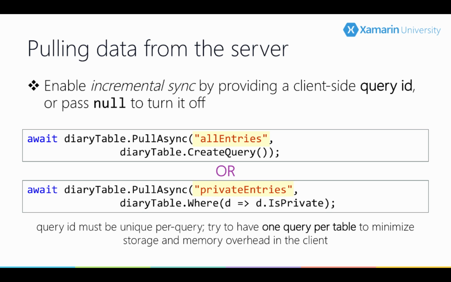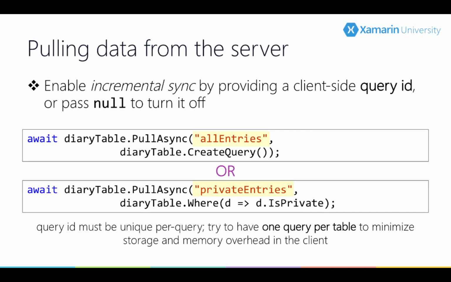The first parameter to the pull operation is a query ID that's used to identify the query on the client. As mentioned before, if you use a non-null query name, the client will perform an incremental sync, where each pull operation returns only the records changed since the last pull.